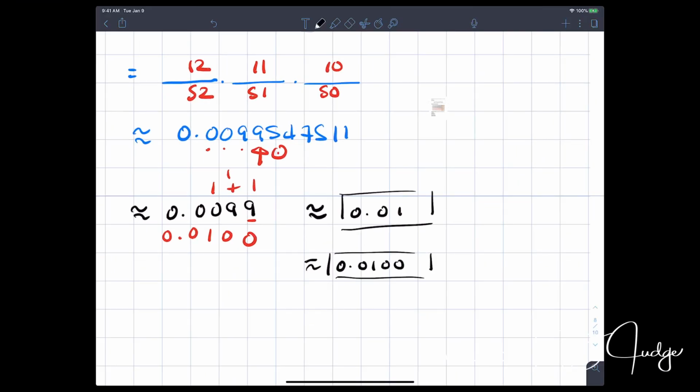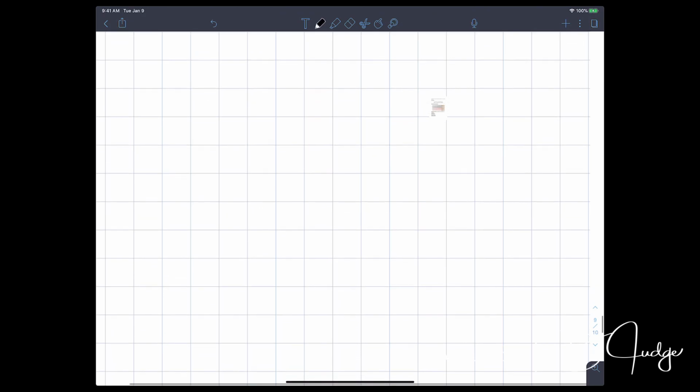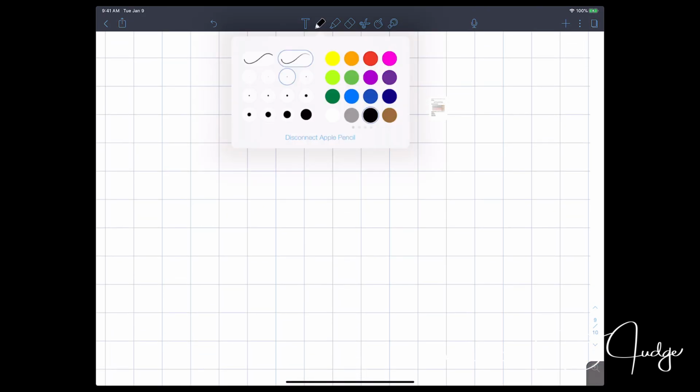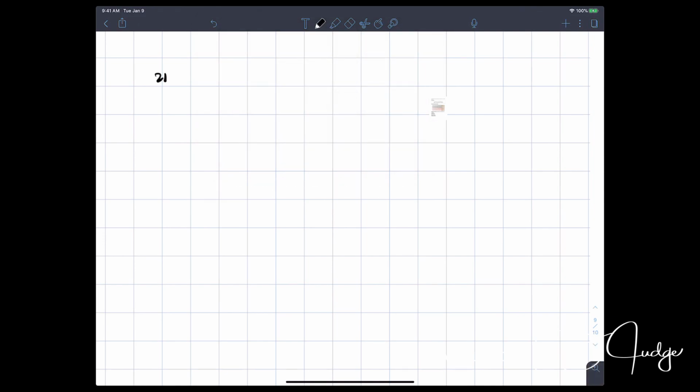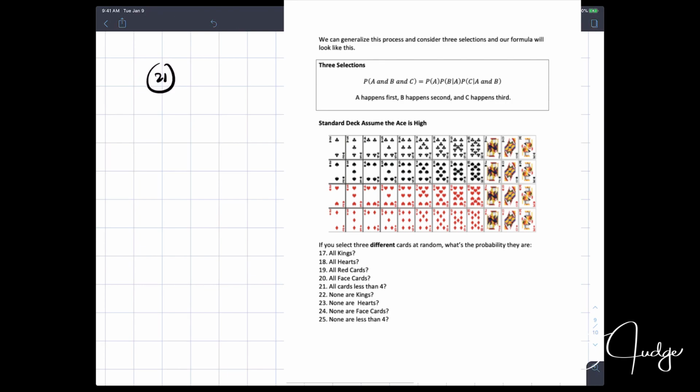Anyway, okay. That's question 20 now. And question 21, let's look at our time. They're going to be all cards less than 4. Let me try that one.